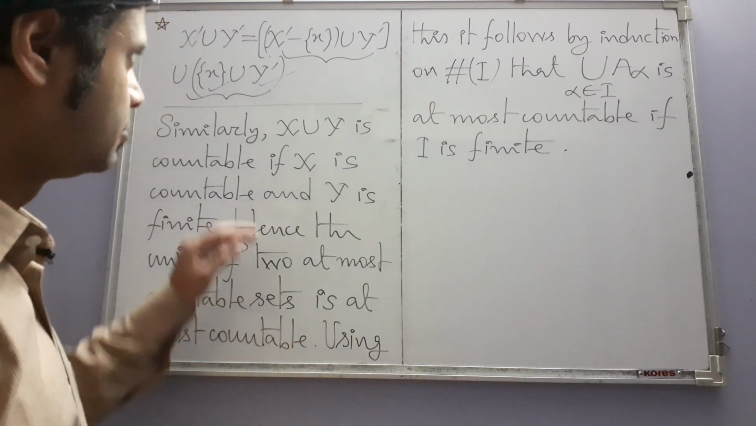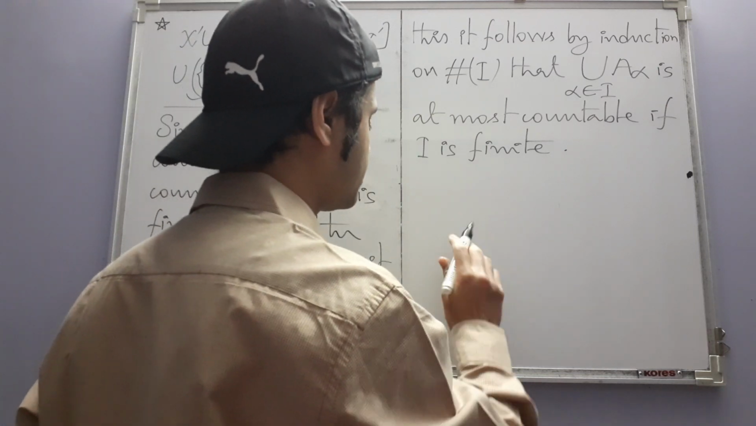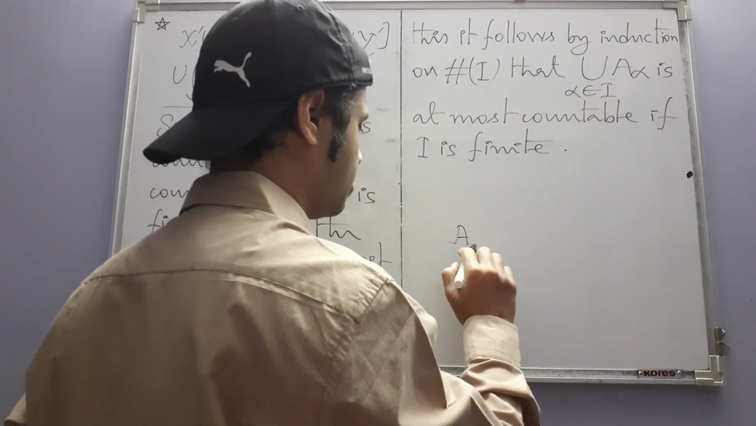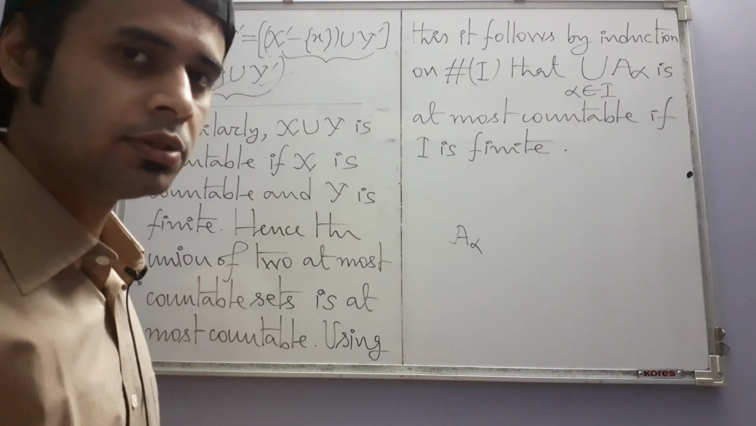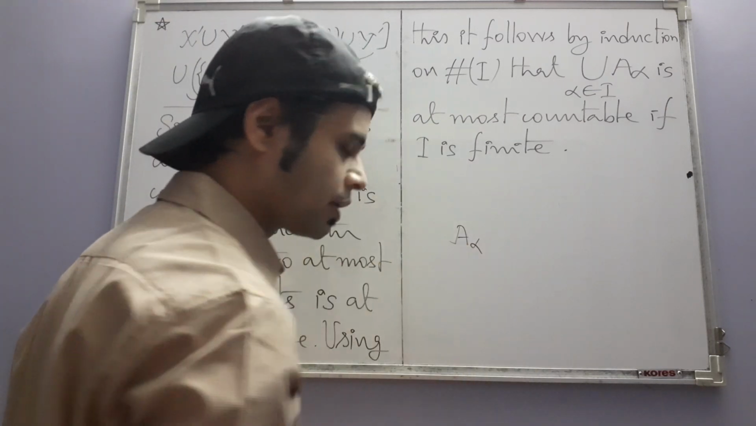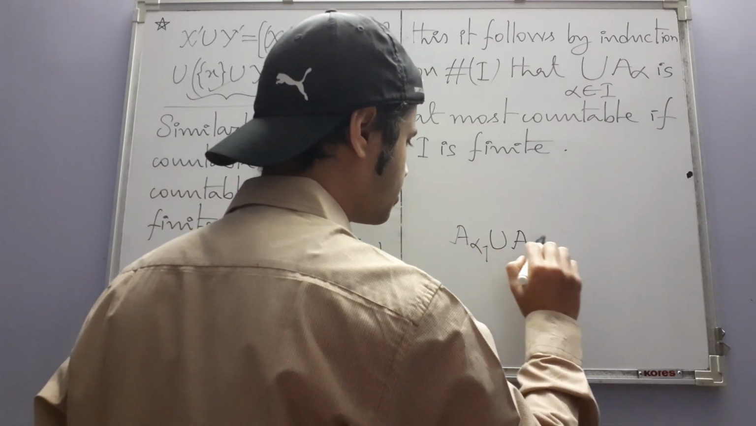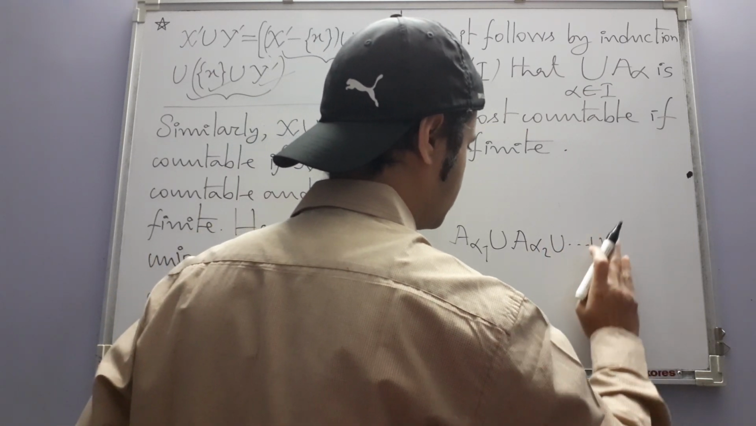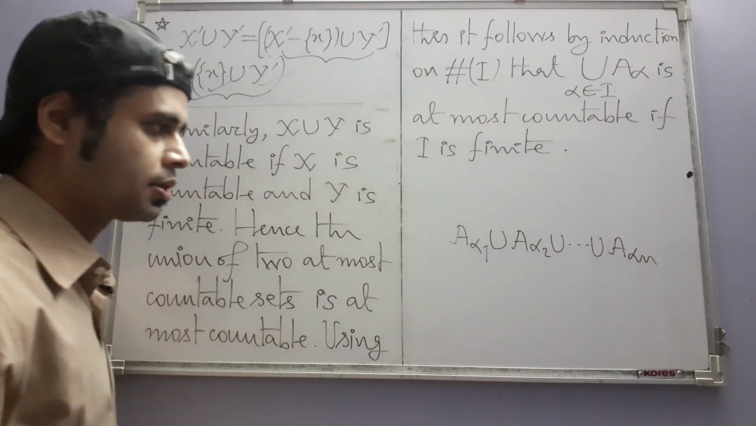How exactly? I said somewhat like this induction argument. It's just simply this. Say you have one at most countable set. Then that union is just this set, which is at most countable. If you have n number of at most countable sets, say their union is at most countable. So this is at most countable.